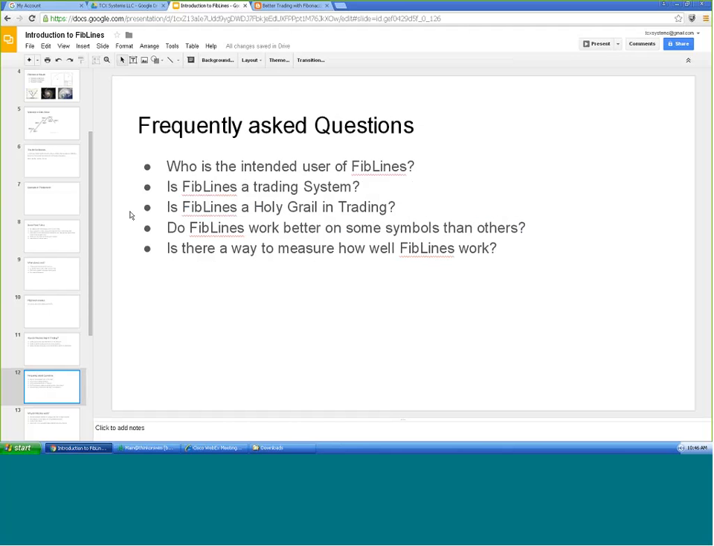Frequently asked questions. Who's the intended user of FibLines? It would be individual investors for the most part. Is FibLines a trading system? No, it is a tool that gets added to charts to assist in trading decisions. Is FibLines a holy grail?